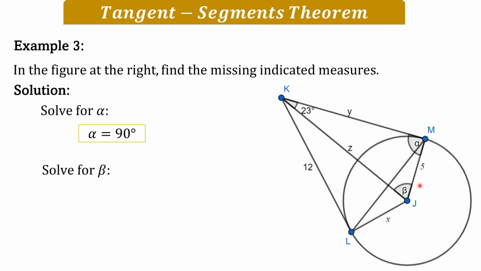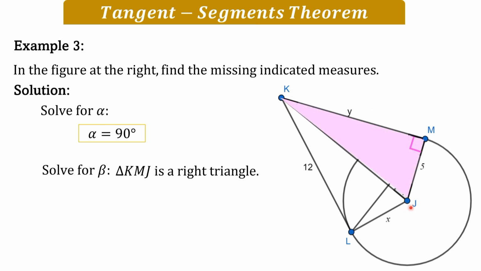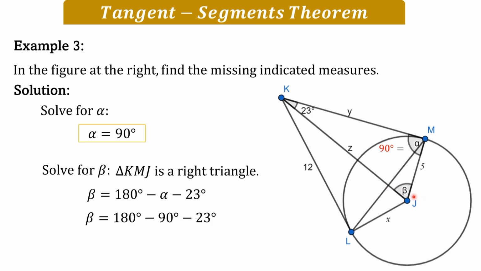Next is solve for beta. Triangle KMJ is a right triangle. By applying the sum of the angles of a right triangle, which is equal to 180 degrees minus the value of alpha minus the 23 degrees. Therefore, beta is equal to 180 minus 90 minus 23, which is equal to 67 degrees.